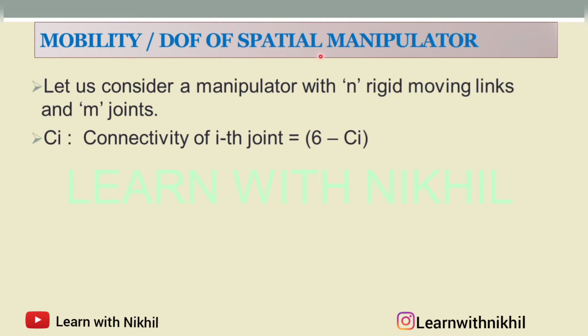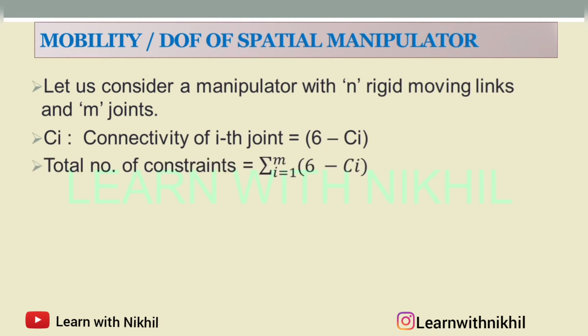As you know, it is a spatial manipulator, so for that reason we are considering 6. As you know, it has a maximum of 6 degrees of freedom. So Ci is the connectivity of the ith joint, and the constraint will be 6 minus Ci. The total number of constraints for the joints will be the summation from i equals 1 to m of (6 minus Ci). Using the connectivities, we will find the total number of constraints.